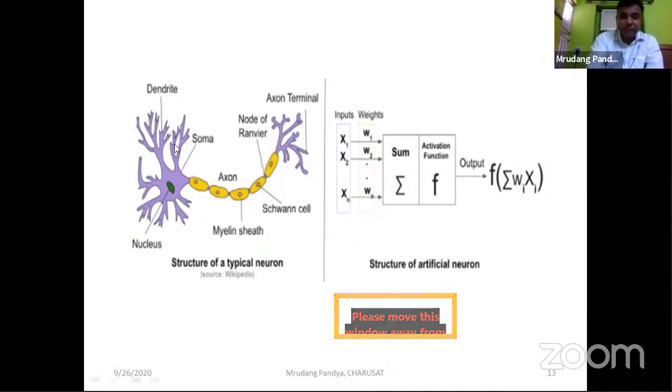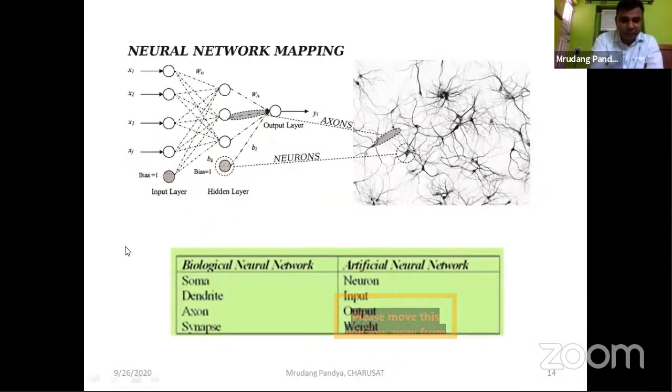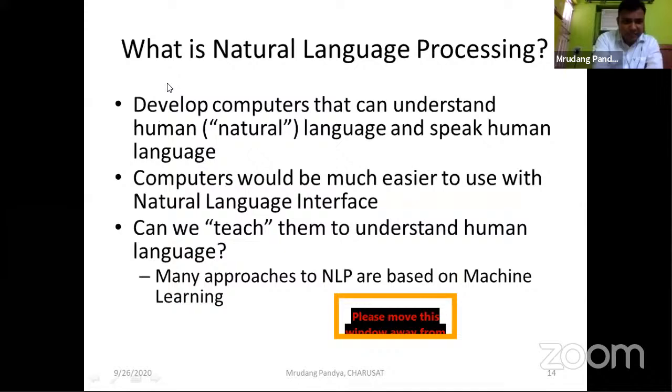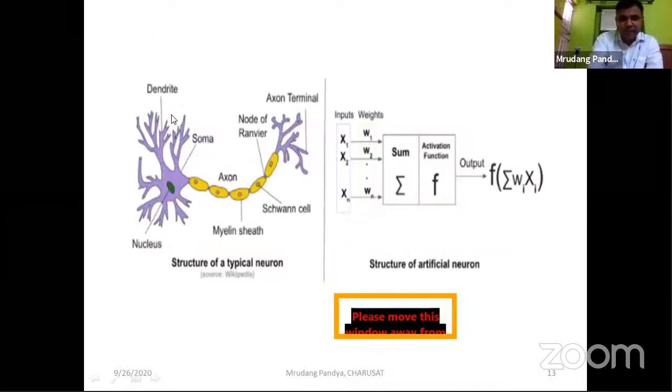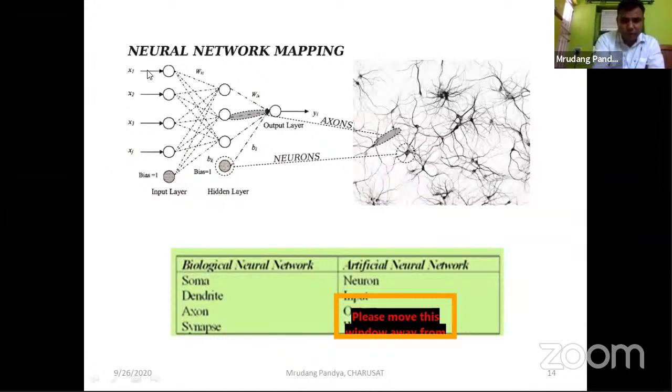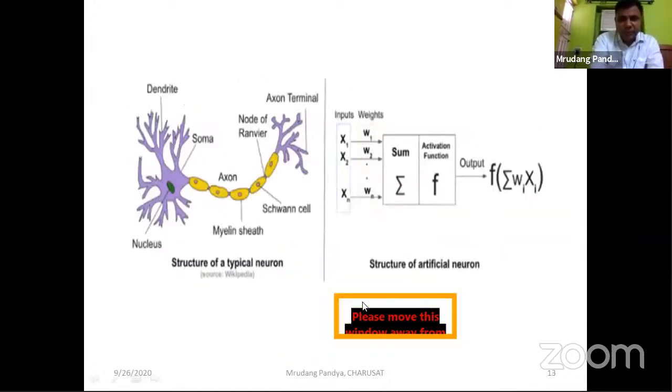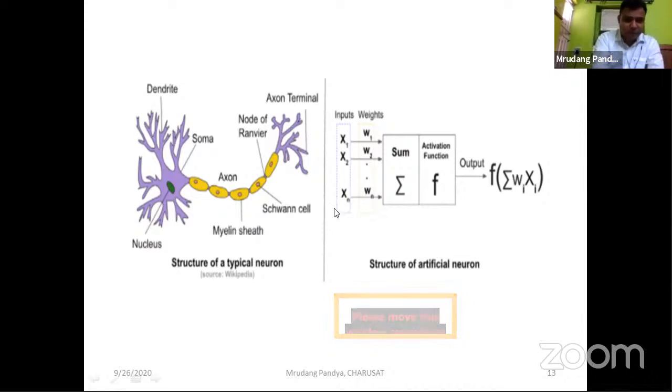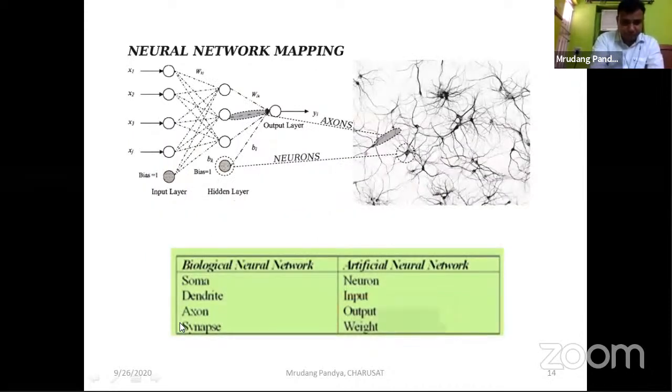In the same way, if we want to mimic that, the central body called the soma we can consider as a neuron in the artificial neural network. You can see these circles; these are the number of neurons, right? Then dendrites work as inputs. Here x1, x2, x3 up to xn are the number of inputs, right? The axon is your output.